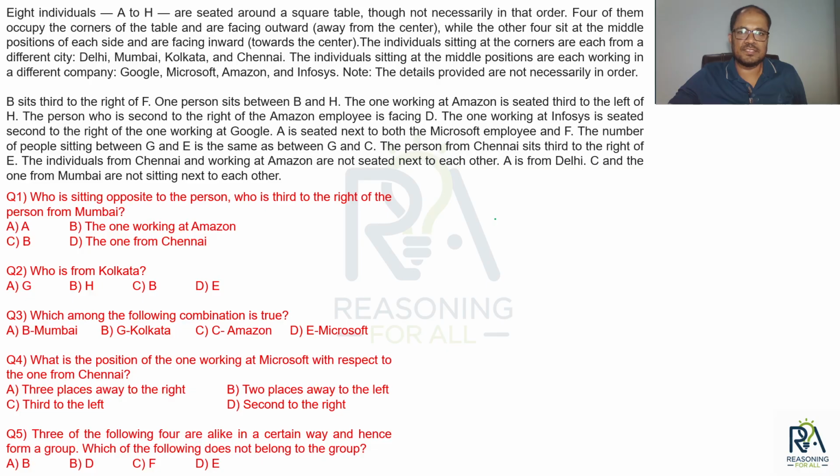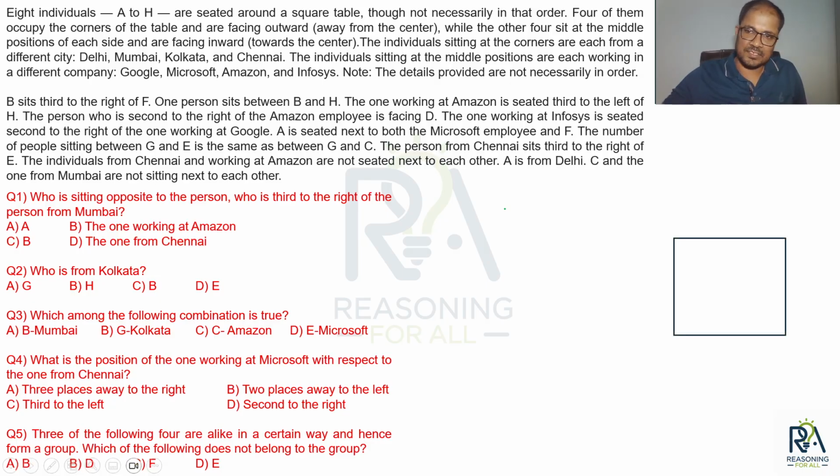So, today we'll be discussing a square table puzzle. Square table means it will be something like this. But the concepts will be very similar to your circular arrangement. In circular arrangement, we used to do right and left; here also our right and left will be similar.